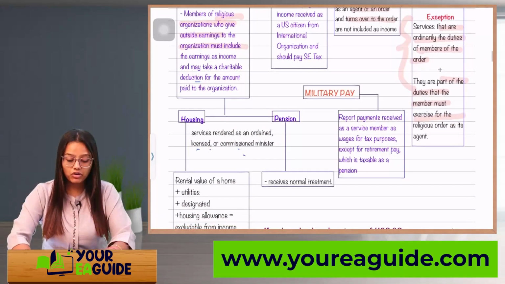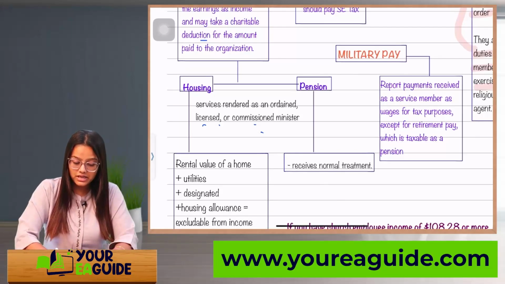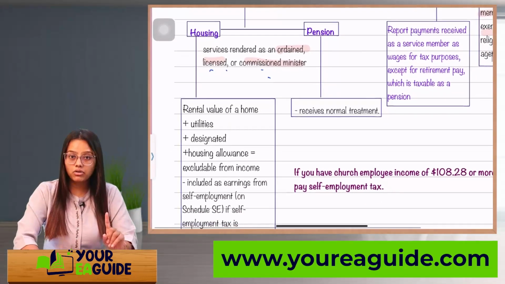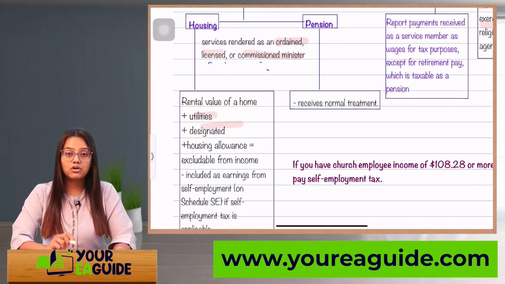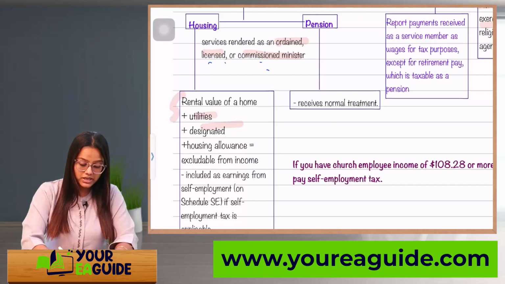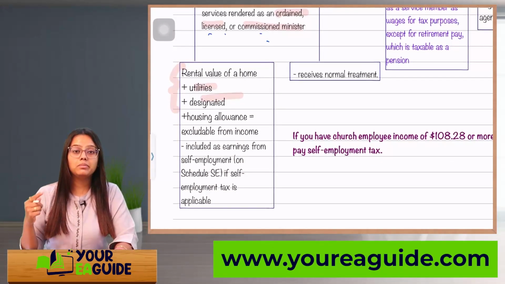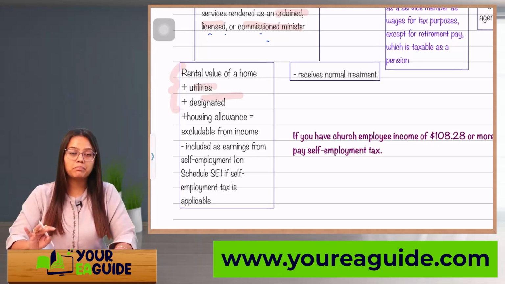So see, if you're going to receive housing and pension, right? And if the services are rendered as an ordained, licensed or commissioned minister, then whatever is the rental value of the home plus utilities plus designated housing allowance, these three things will be excluded from your W2. Why? It will be included as a self-employment income. That's it. You have to remember the main thing.